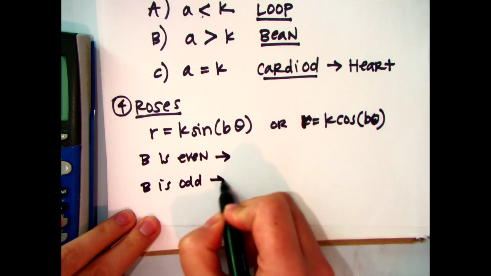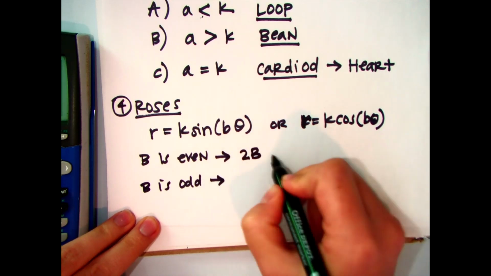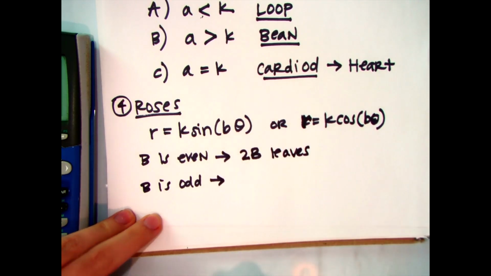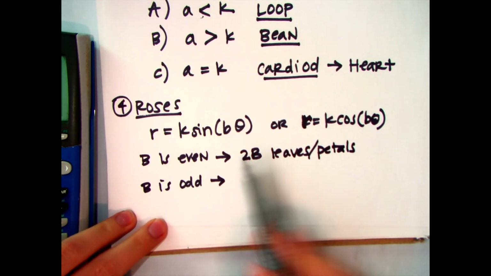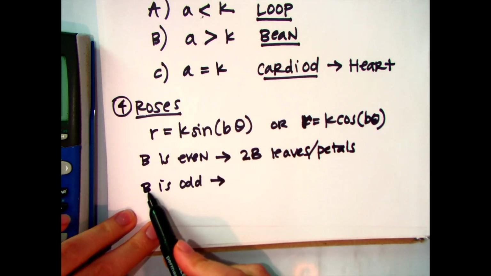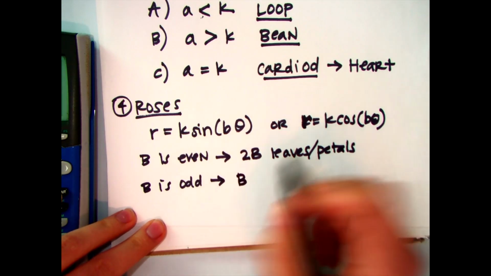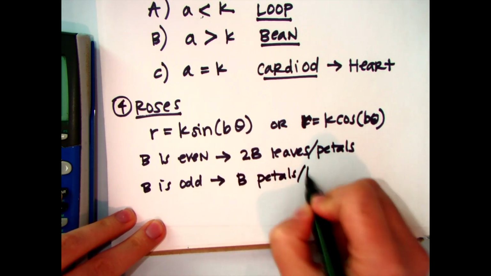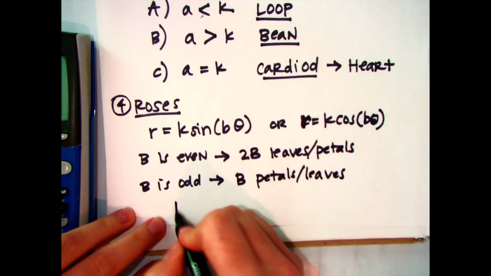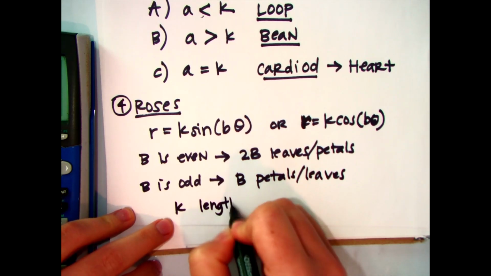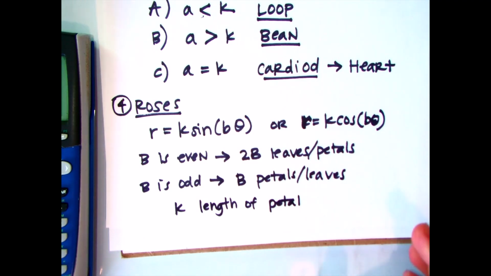If b is even, then your rose will have 2 times b leaves or petals, which is interesting, kind of weird. I'll show you what that means in a second. And if b is odd, it just has that many petals or leaves. And k tells you the length of the petal or of the leaf. So let me show you an example.